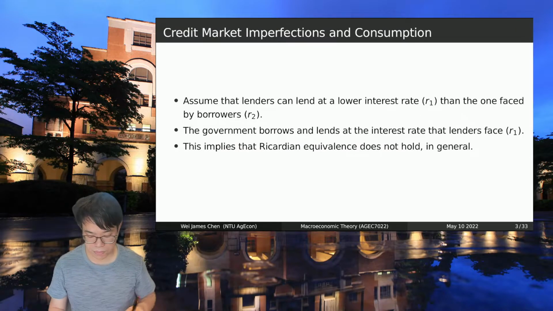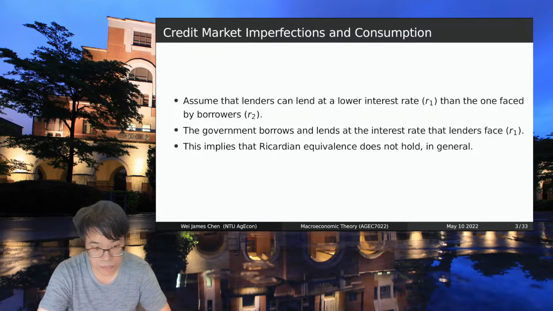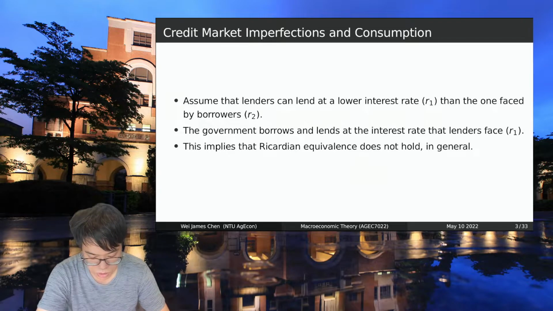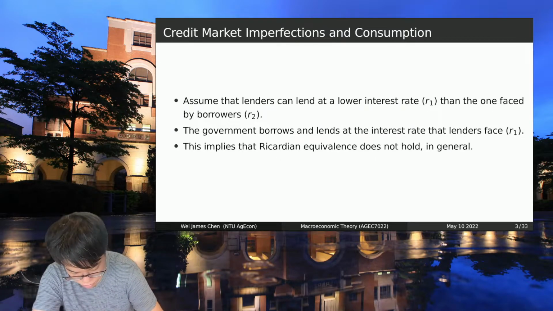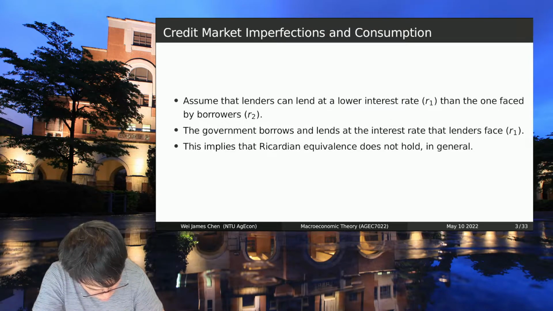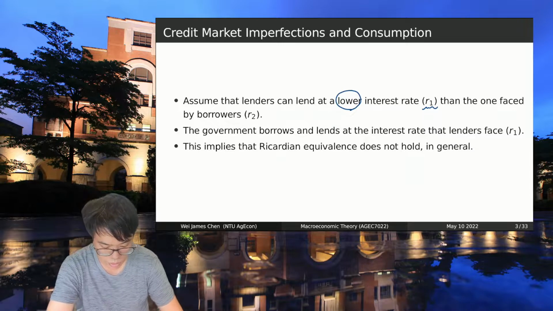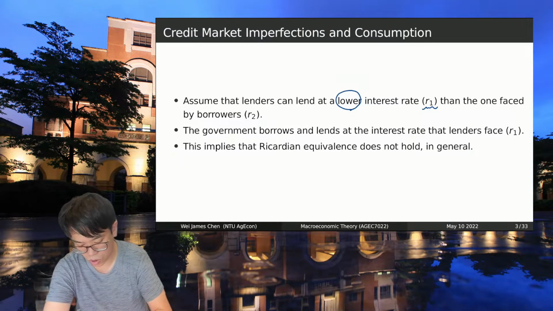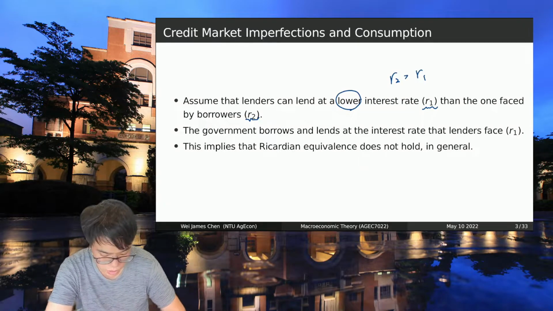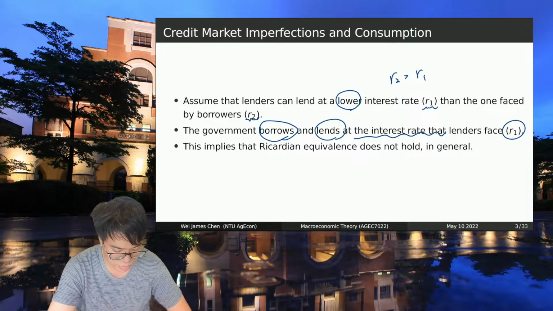Okay, so first of all, let's just assume that the lenders and the borrowers face different interest rates, and the lender's interest rate is lower. The lender is lower. He's lending money to the bank. This lower rate we call R1. And the rate faced by the borrower is called R2, and R2 is greater than R1. But the government somehow can borrow and lend at the same interest rate. That's called R.